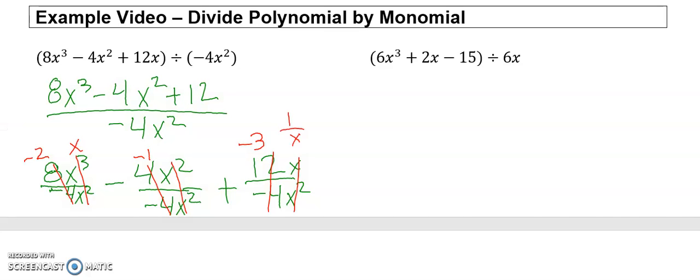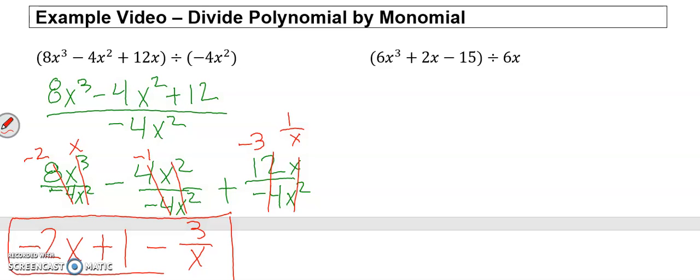So when I write my final answer, let's do this in red again. I end up with negative 2x minus a negative 1. So that is plus 1. And then plus a negative 3 and 1 over x. So I know negative 3 times 1 over x is negative 3 over x. So minus 3 over x. So that is our final answer.